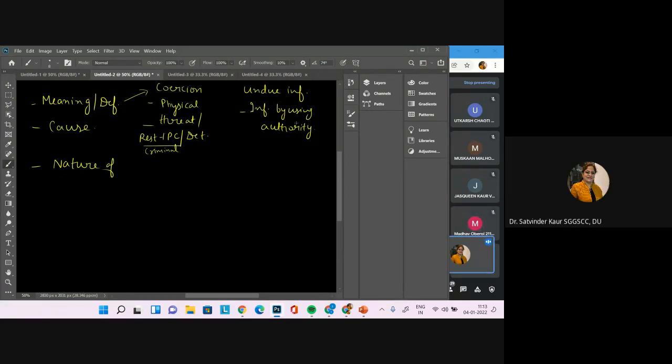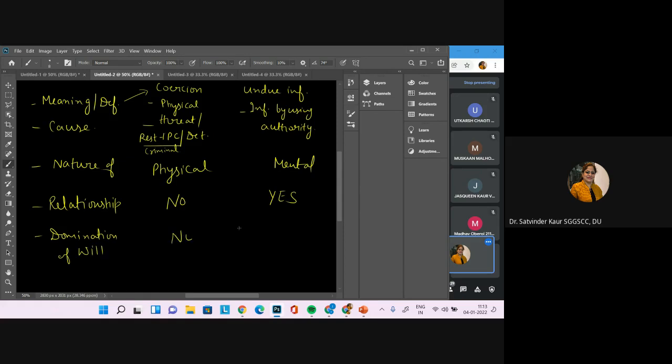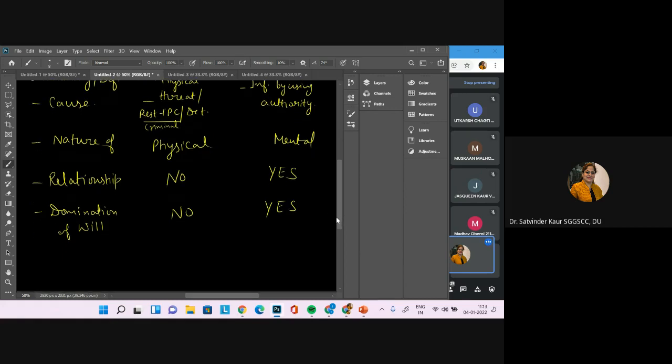Right? And here we are using the authority. Now the nature of force: here it is physical, here it is mental. Then we talk about relationship. In coercion, it is not required. In undue influence, it is required, right? Then we can talk about domination of will. It is there in undue influence, but you have to write the complete sentences. We are just talking about the heading.